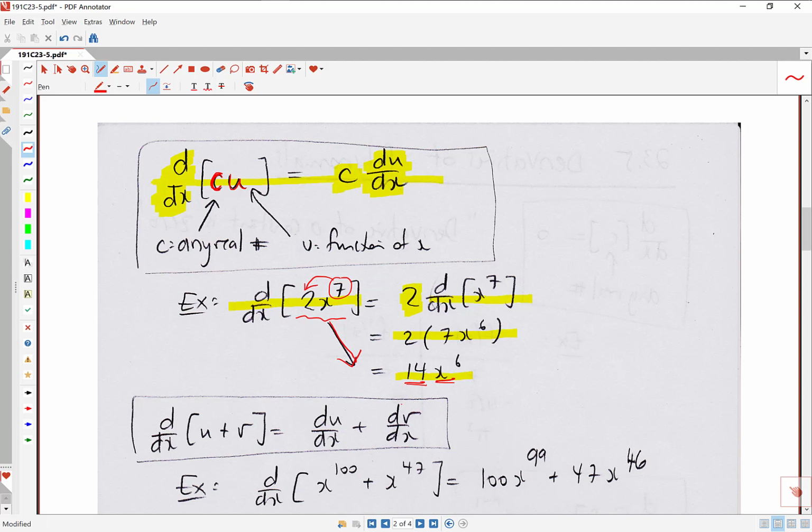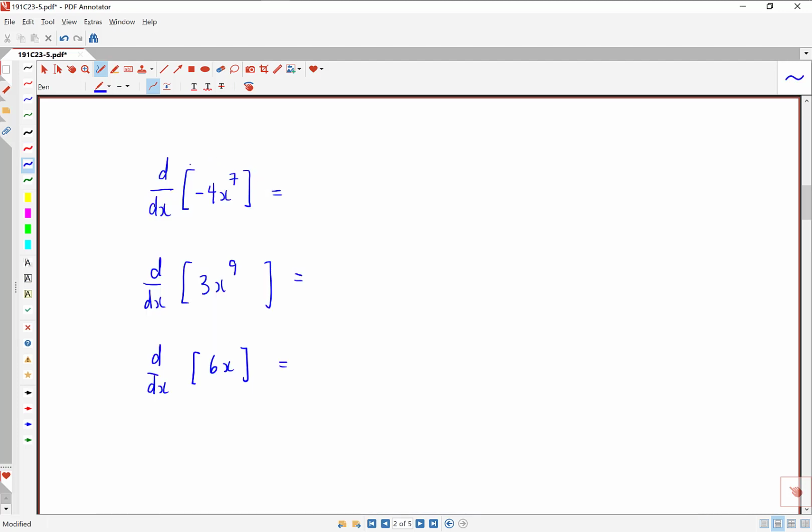So let's break into a new page and we'll do maybe 2 or 3 instances of this example to make sure we're clear on that. So let's try a few examples, just practicing that last rule that we saw. Let's call these A, B, C, just so we can follow along with them. So part A, let's take the derivative of negative 4x to the 7.